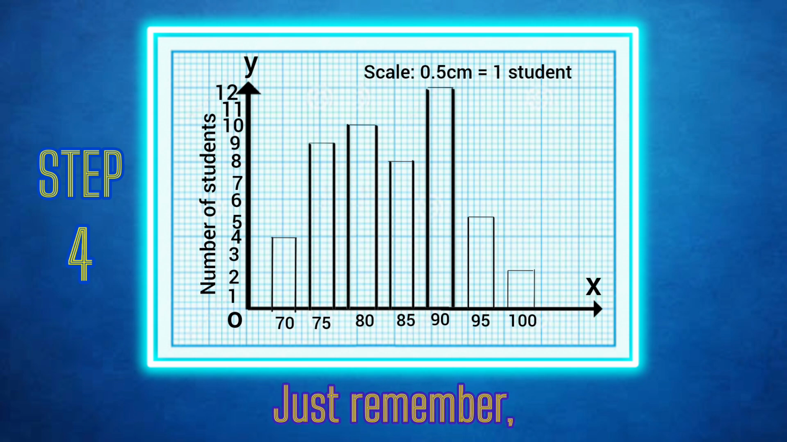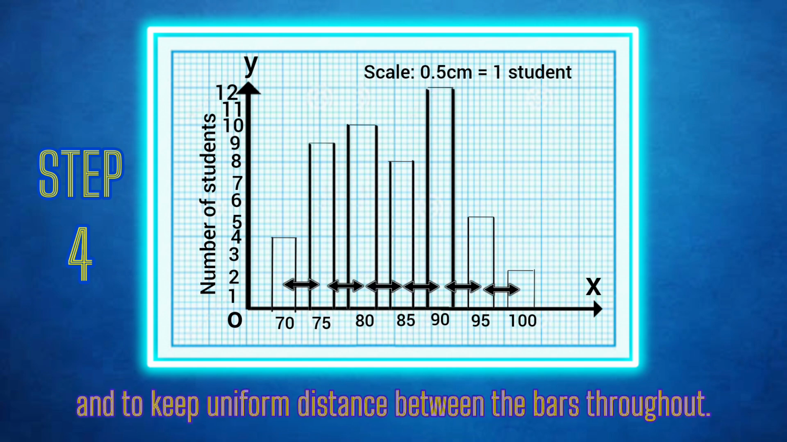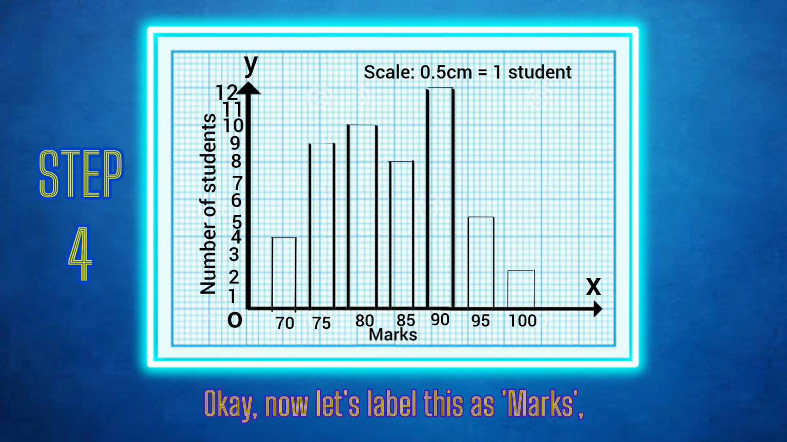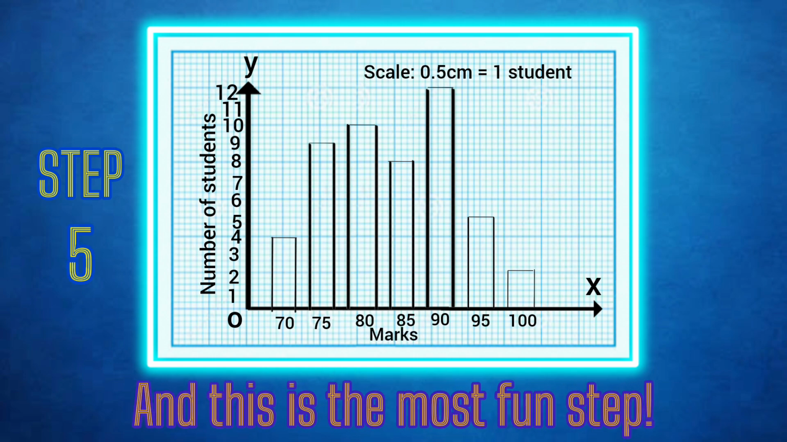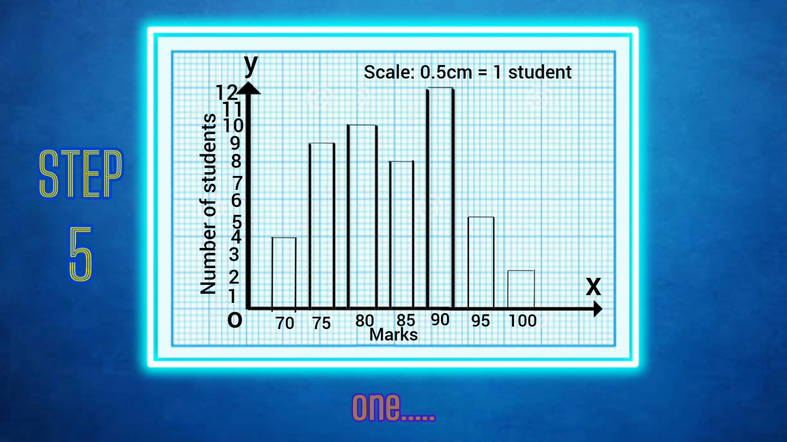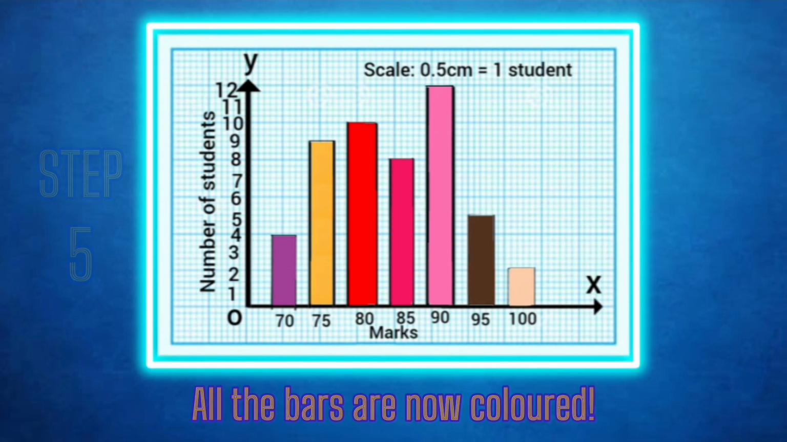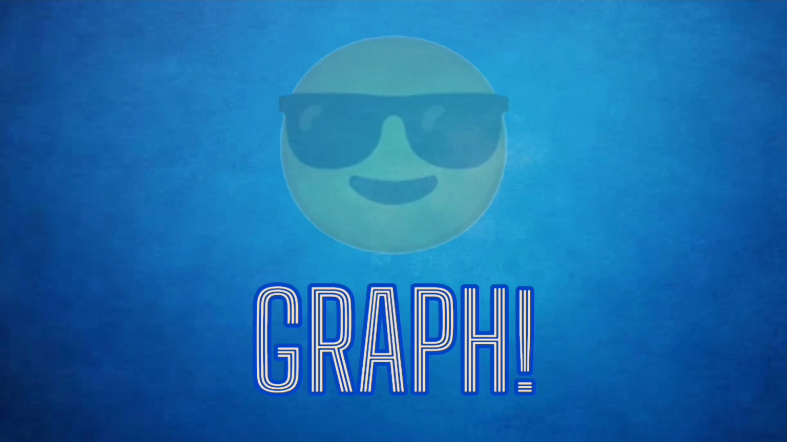Cool! Just remember, draw the respective bars keeping the width of each one the same, and keep uniform distance between the bars throughout. Okay, now let's label this as marks, which is also called the x-axis title or label. Step 5, and this is the most fun step, and that is to shade or color all the bars. Okay, in 3, 2, 1. Ta-da! All the bars are now colored. Cool! And boom! We successfully did our bar graph.